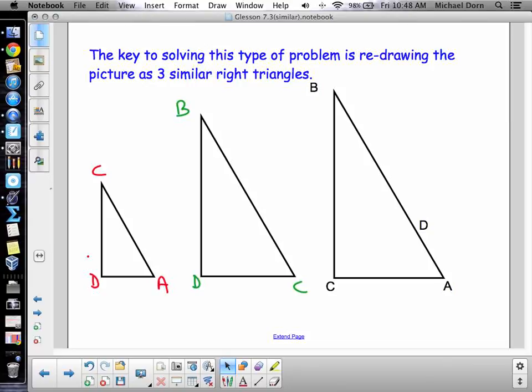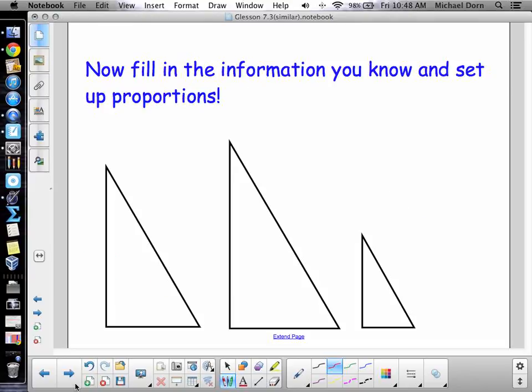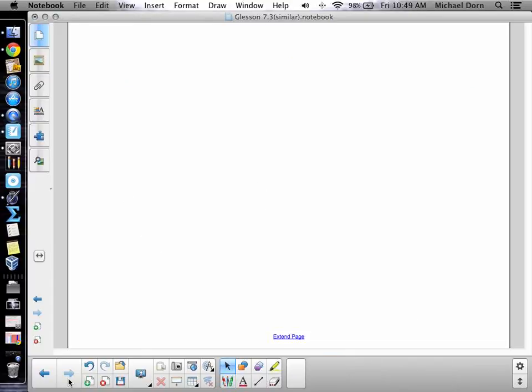And it can be a little bit confusing when we do that, but once we get them all flipped around the same way, then we can kind of see the similarity. And when we go to set up our proportions, it's going to be relatively easy to do so. So that's kind of the process that we're working on, is we're going to redraw our pictures as three similar triangles, and then we're going to label them and set up proportions to solve problems. And we kind of see this here.